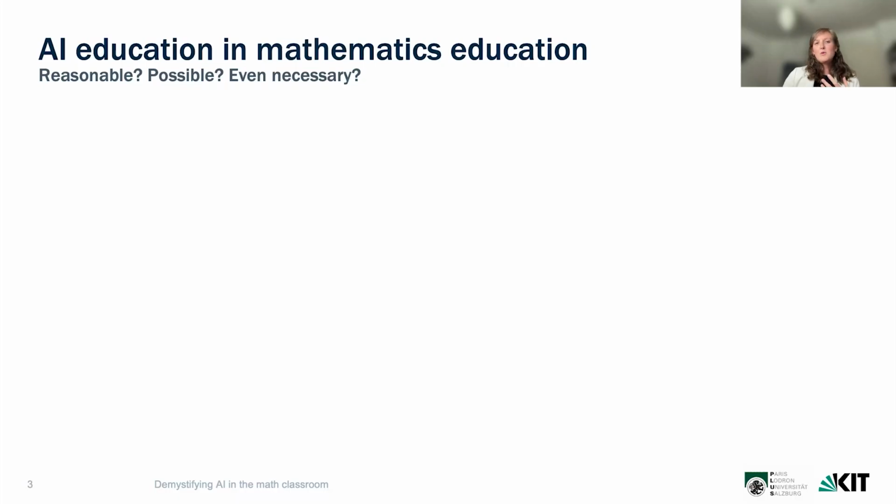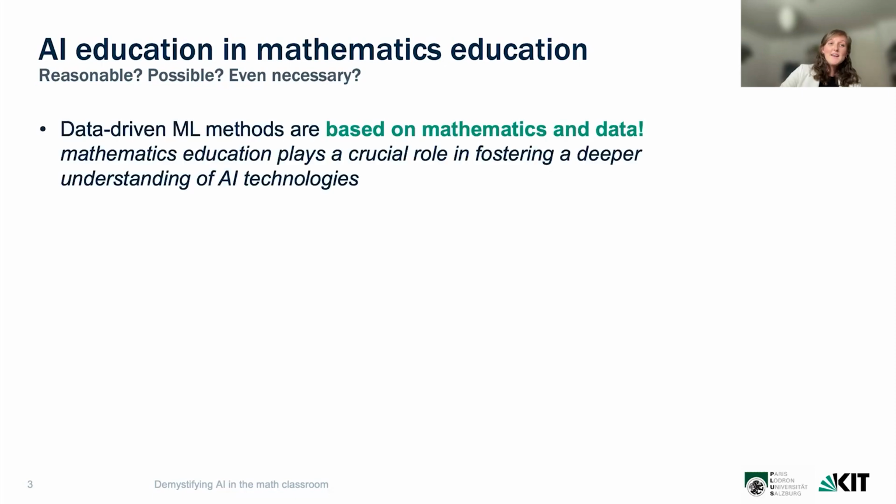And later on, we might be able to discuss if it's also necessary. So why is it reasonable to include it into mathematics education? Well, the first and most important aspect is that machine learning methods are mainly based on mathematics and data. And when I talk about mathematics within this talk, I mean mathematics and statistics. So statistics as a part of mathematics, because in Germany and also in Austria, there's not a special subject for statistics, but statistics is included into the mathematics curriculum.